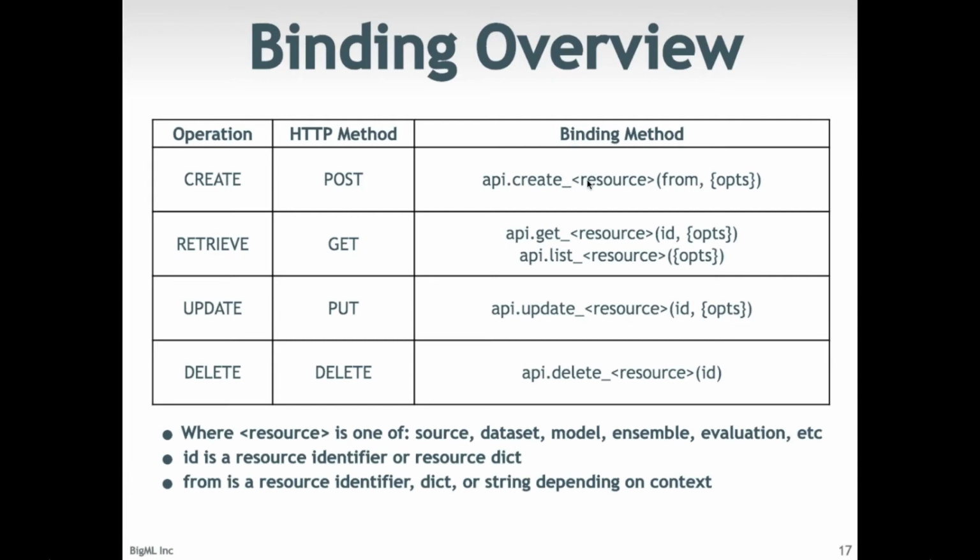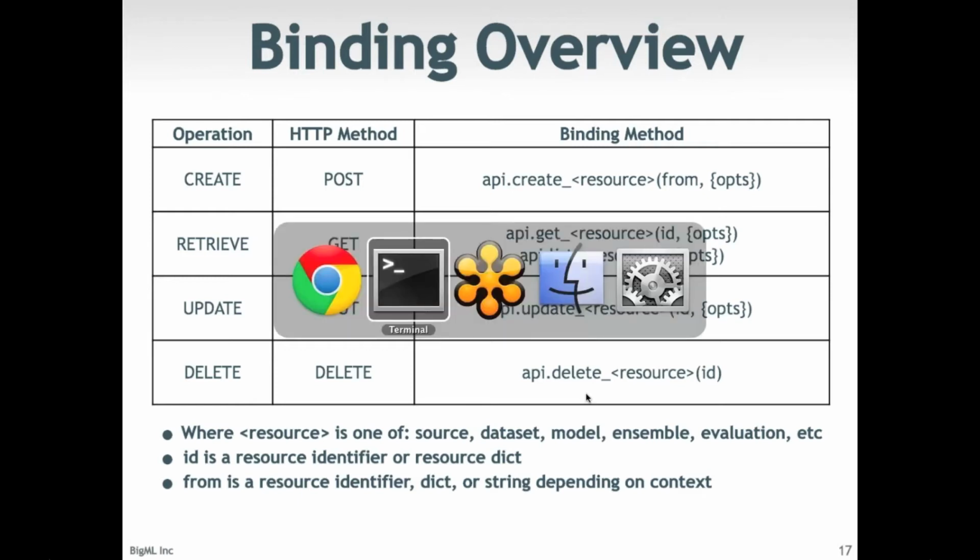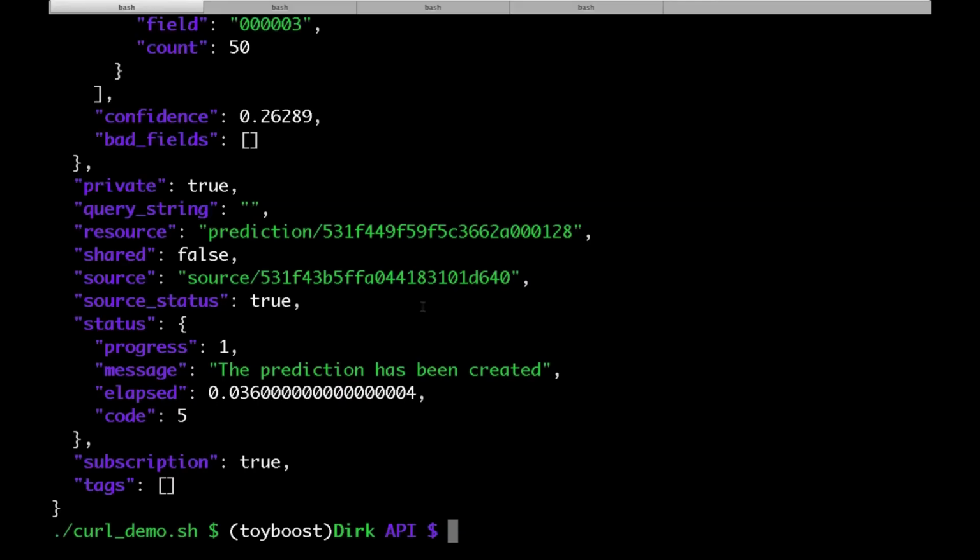This funny little notation is just meant to denote that there's a separate method for each type of resource. So you might have API create source, API create dataset, API create model, etc. Similarly, for a get, you can do a get resource or even a list resource. To update, you can do an API update call, and to delete, an API delete. Let's do a quick demonstration of this.